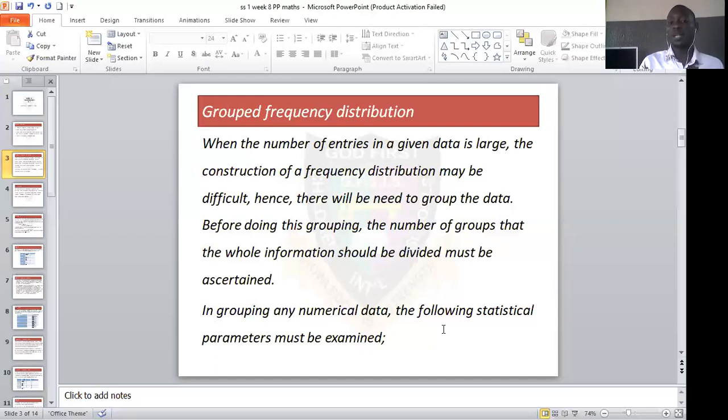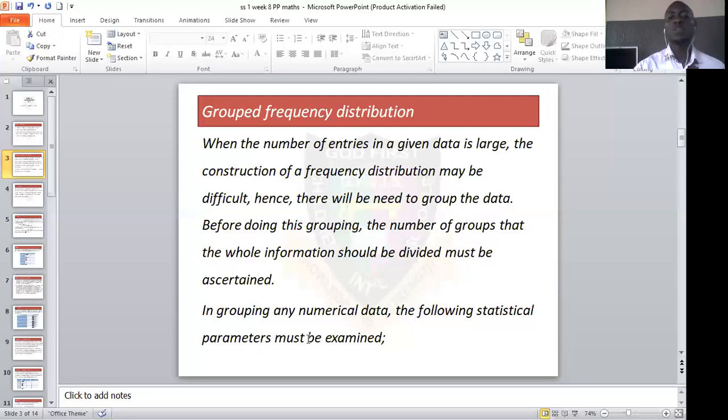There's something we call the class interval, but we'll look at it as we continue onto the next slide. So yes, hence there will be need to group the data. Before doing this grouping, the number of groups into which the whole information should be divided must be ascertained. The number of classes that you have must first be known. Most times it will be given in your questions, and sometimes it will just be given to you already.